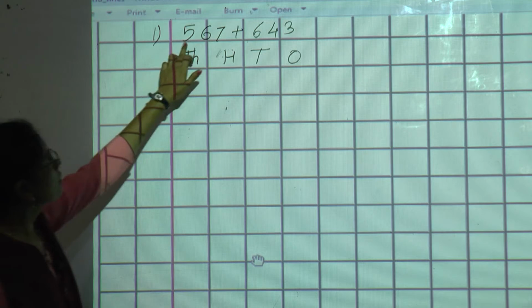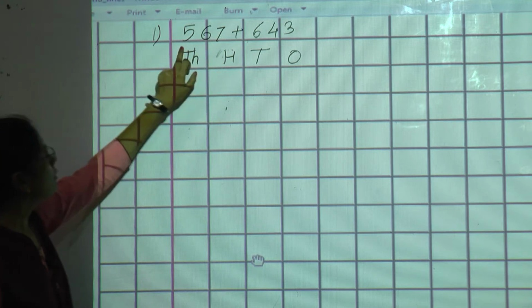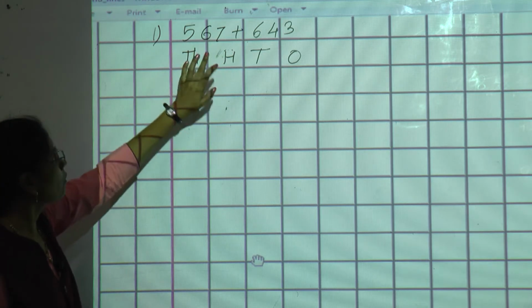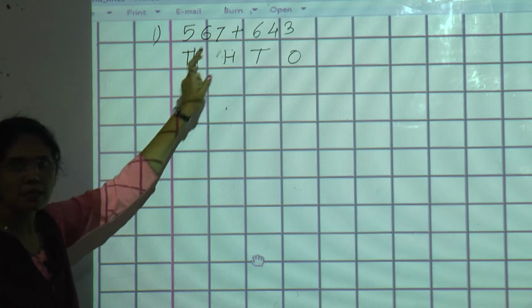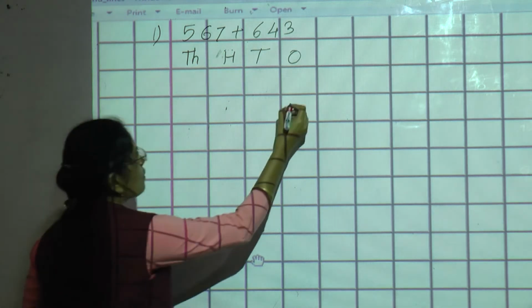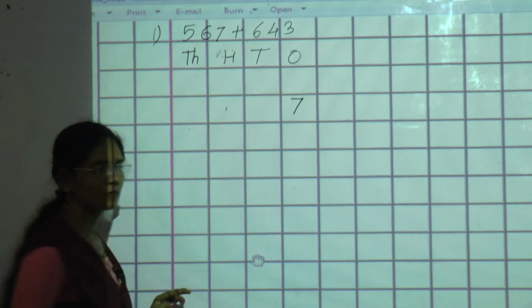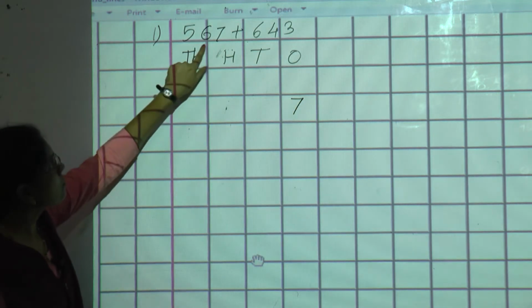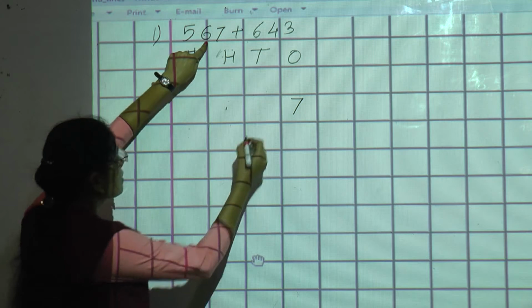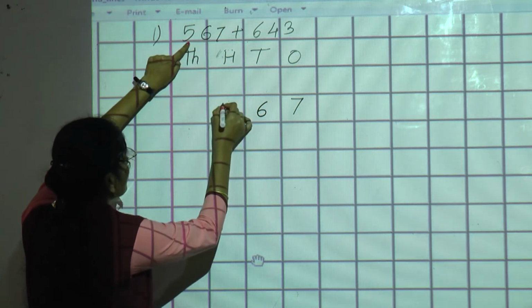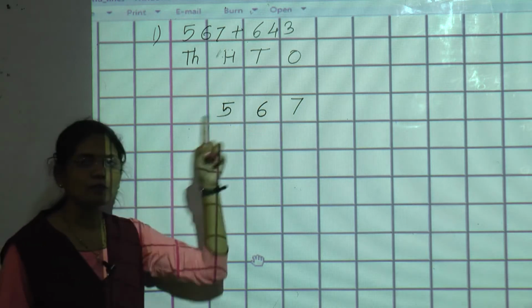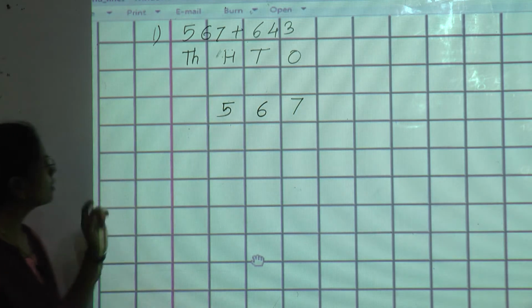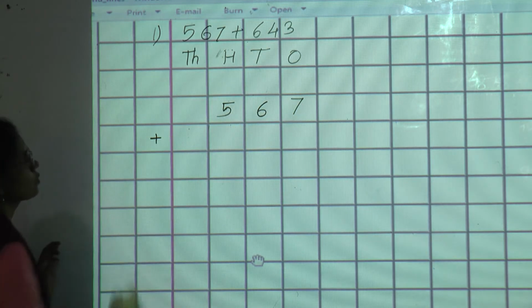Now we will write this first number. The first number is a 3-digit number, 567. At ones place 7 is there, so first we will write 7 here at ones place. At tens place 6 is there, and at hundreds place 5 is there. We have to leave one line for the carry. Now we should put the plus sign.